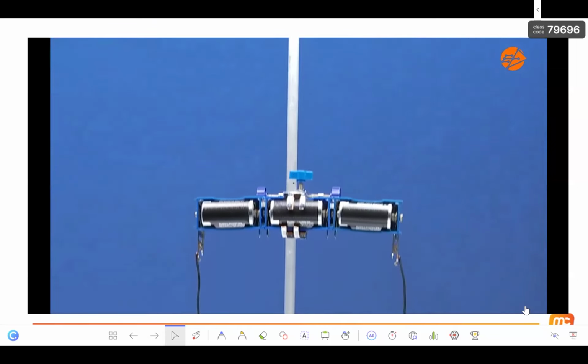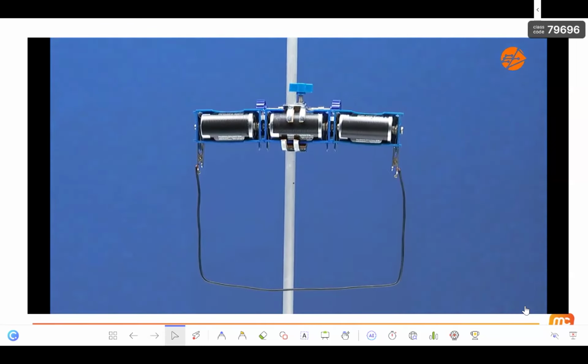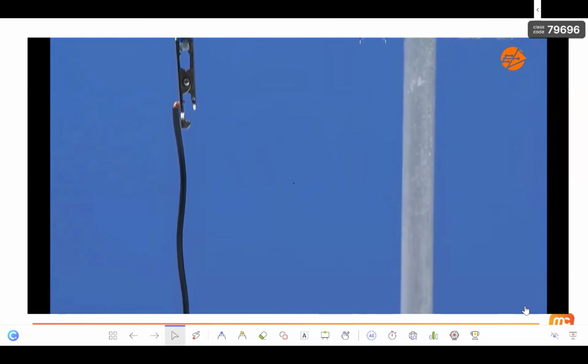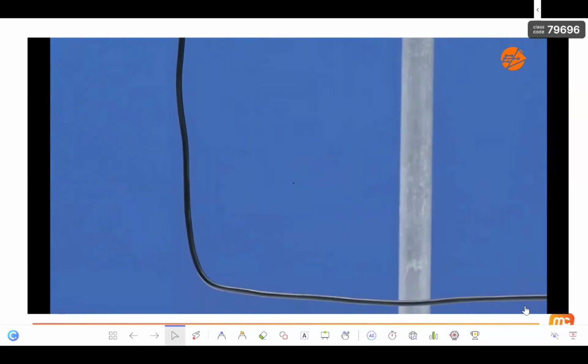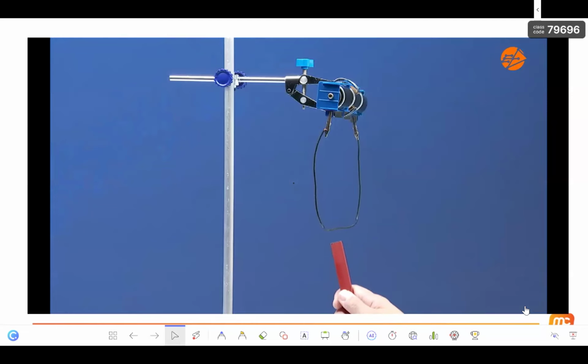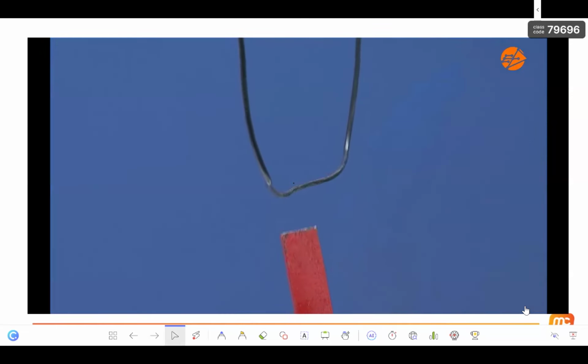We will apply the concepts that we have just learned to explain how magnetic forces are generated. In this demonstration, I have a copper wire connected to some batteries. Since current is passing through, a magnetic field is also generated around the wire. When I place a bar magnet near the horizontal section, the wire begins to move. This indicates the presence of a force.